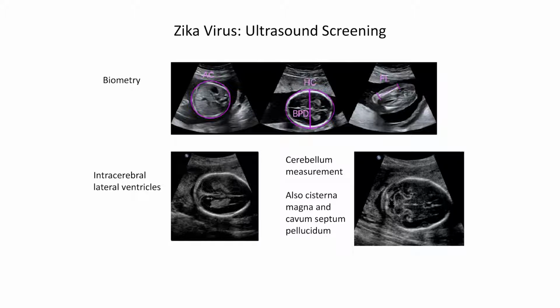So what do you do on ultrasound? The biometry: abdominal circumference, head circumference, femur length, ventricles, measure the cerebellum, look at the cisterna magna and the cavum. So we're looking for abnormalities in the brain. The hard part is, what's a small head? What do we define as a small head? Some people say 2 standard deviations below the mean, and some people say 3 standard deviations below the mean. In the United States, we're using 3 standard deviations below the mean.